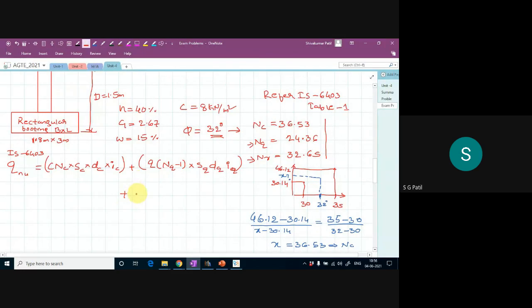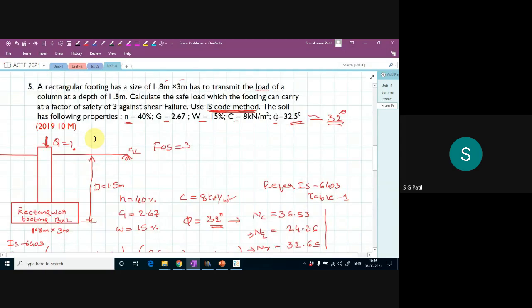Plus, what is my third term? 0.5 gamma B N gamma S gamma D gamma and I gamma. Okay, so for this now I have to calculate shape factor, depth factor, and inclination factor. Anyway, inclination factor will be 1 because the load is applied vertically here. He has not given any inclined load, right?